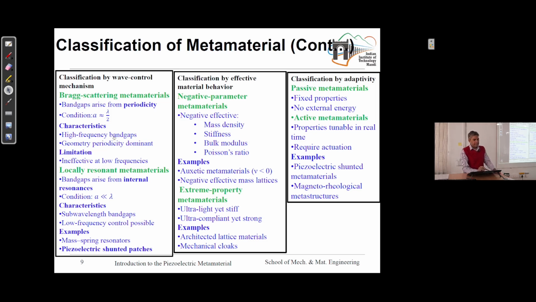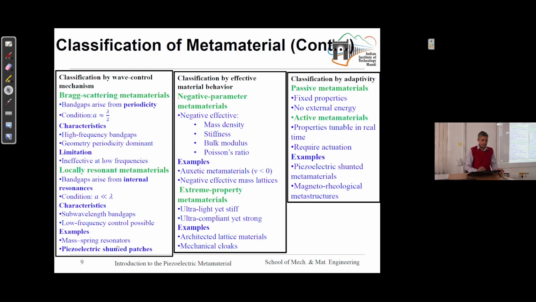So basically, the limitation is that it is ineffective at low frequency. When we have low frequency waves, we cannot use the Bragg scattering concept. Then we use locally resonant metamaterials, and an example of a locally resonant metamaterial is the piezoelectric material. In that case, the size of the piezoelectric meta atom has to be very much less than the wavelength of the wave.